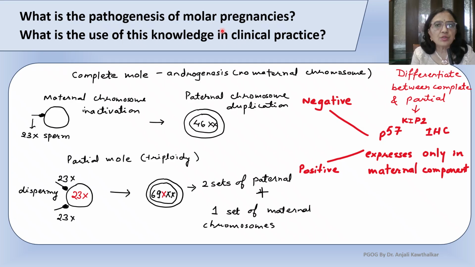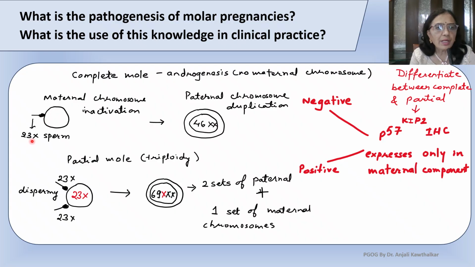What is the pathogenesis of molar pregnancy, and why should we know it, or what is the use of this knowledge in our clinical practice? Complete mole has no maternal chromosome, and that is why the process is called androgenesis. Here, as you can see, there is maternal chromosome inactivation.